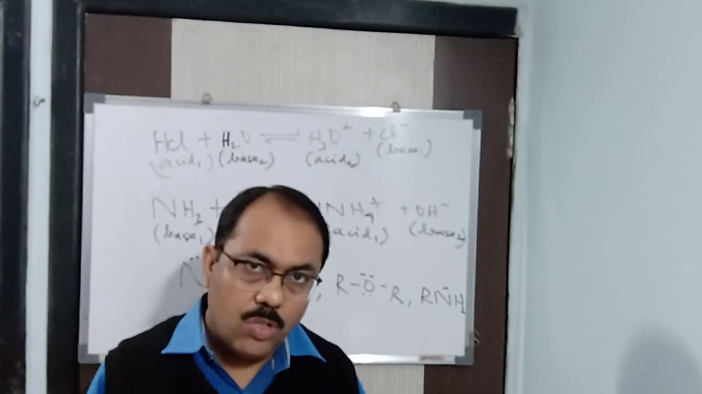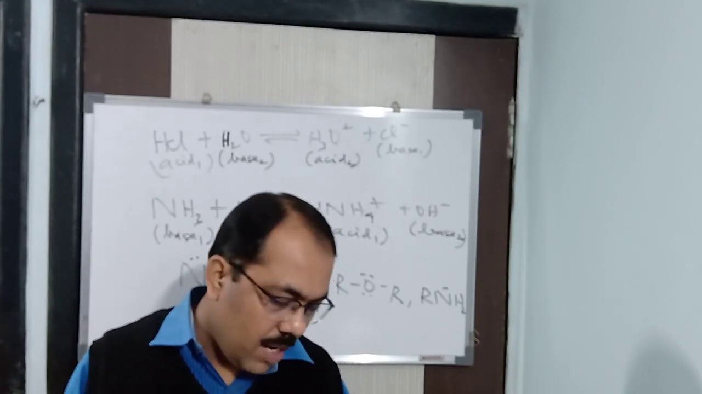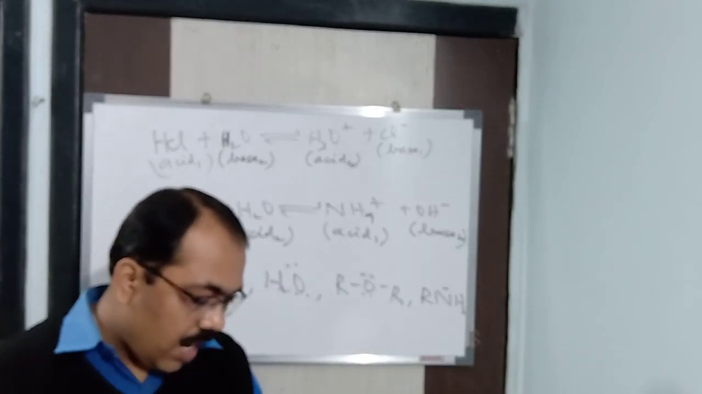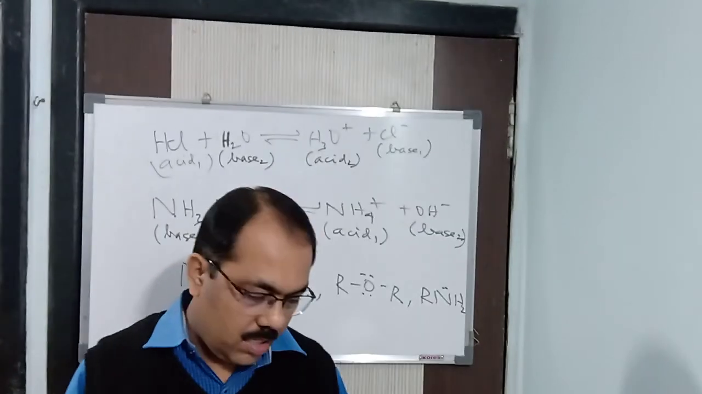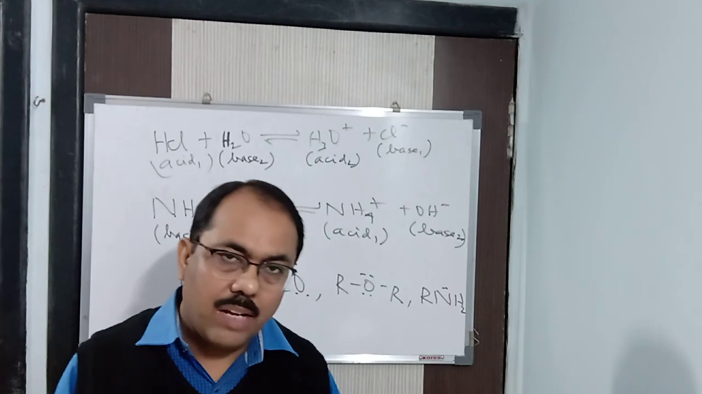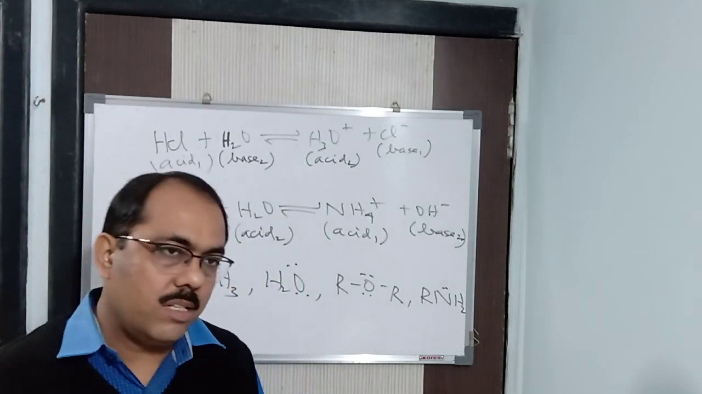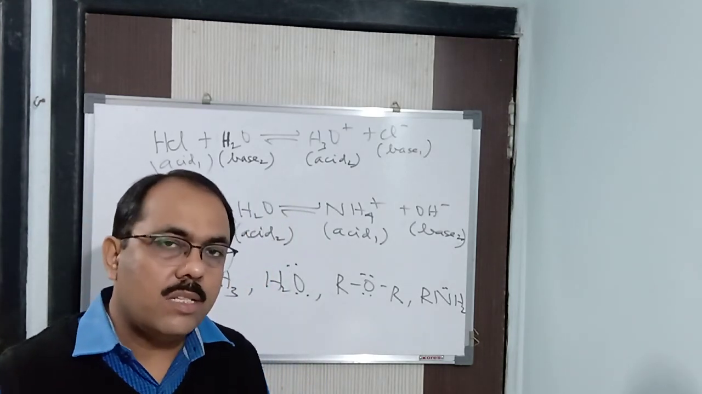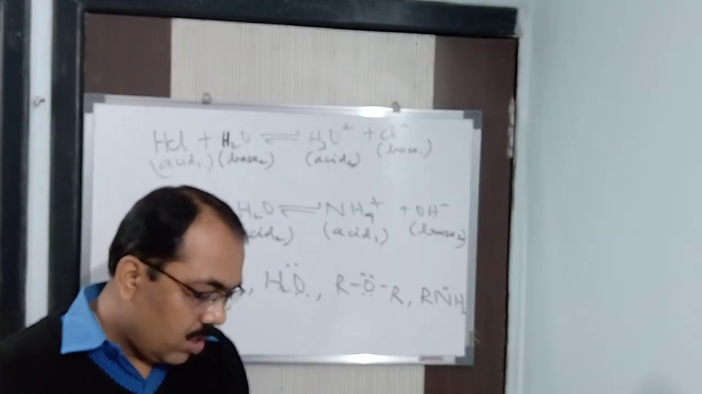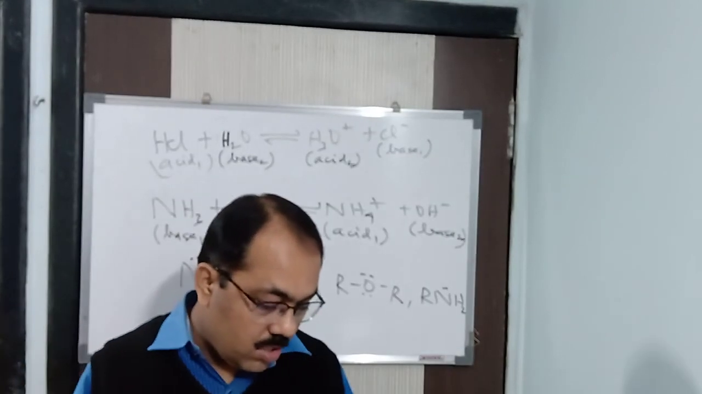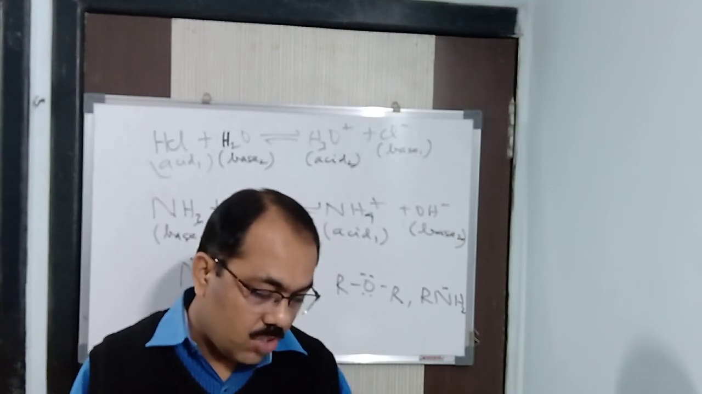I hope it is clear to you what Lewis acids and Lewis bases are, and the limitations that I have told you. Now next is the ionization constant of acids and bases. Already I have discussed it with you. For an acid the ionization constant is Ka and for a base it is Kb. Ka stands for the acid dissociation constant and Kb stands for the base dissociation constant.